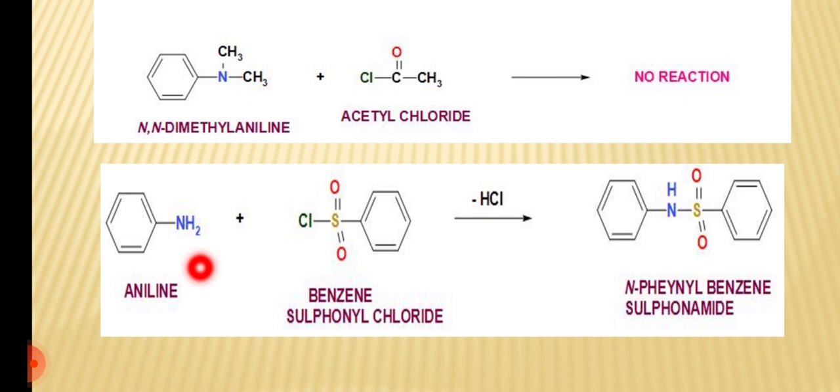Let's take the second example. Aniline on reaction with benzene sulfonyl chloride liberates a molecule of HCl to form N-phenyl benzene sulfonamide. Once again, the reaction is a nucleophilic substitution reaction. Here, the amino group attacks the sulfonyl group to substitute the chlorine from here.